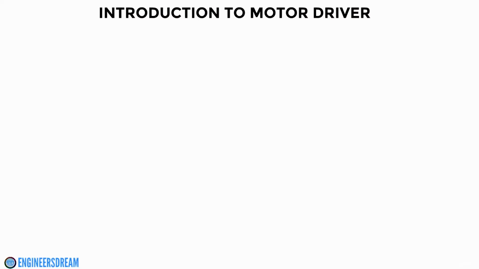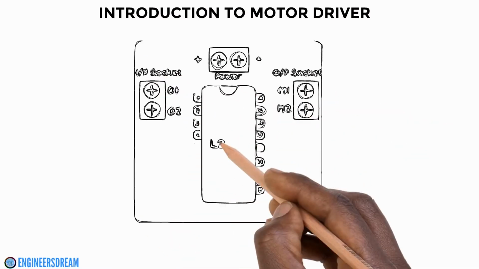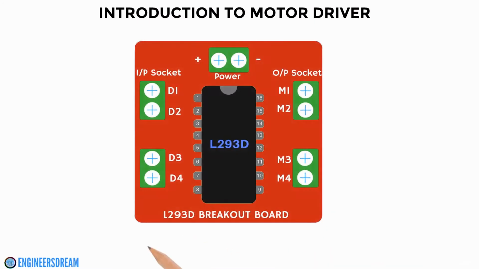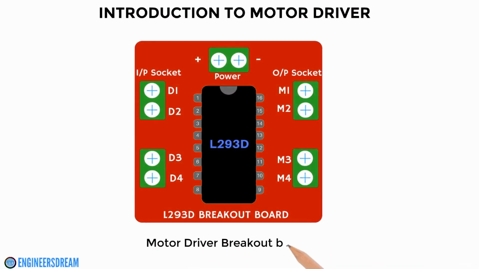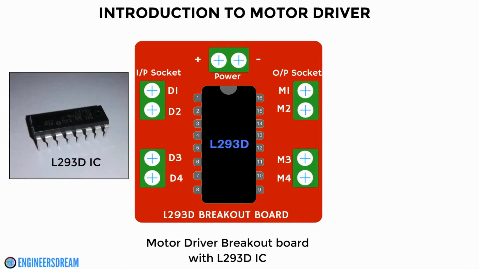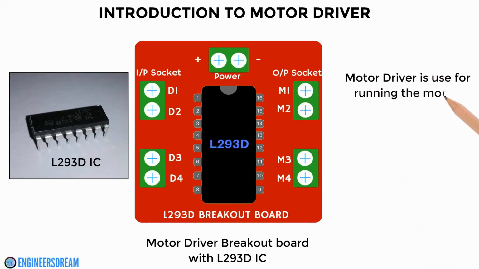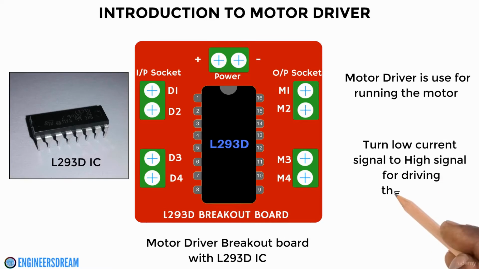In this video, I'll explain what a motor driver is and how to choose a good motor driver. A motor driver is a breakout board which consists of a motor driver IC. I am using a motor driver breakout board which consists of an L293D IC. A motor driver circuit board is used for running the motors. It is like a current amplifier, and the main purpose of the motor driver is to take a low current signal and convert it to a high current signal so that it can run the motors.